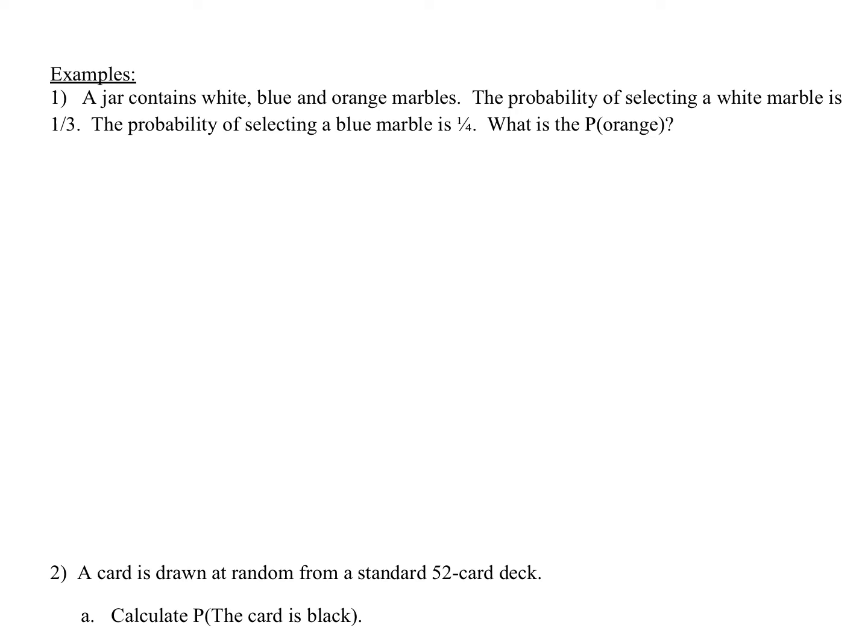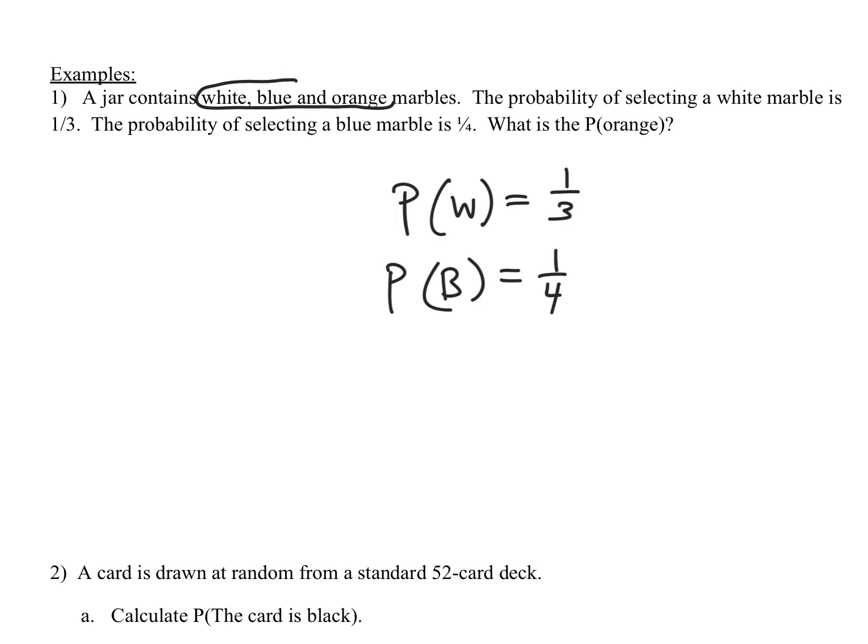So here on example 1, they tell us that we have a jar containing white, blue, and orange marbles. The probability of selecting a white marble is 1 out of 3. The probability of a blue marble is 1 out of 4. We are trying to find the probability of orange. Well, we know that those are the only options we have, white, blue, and orange. So the sum of these probabilities, with P orange, will equal 1.